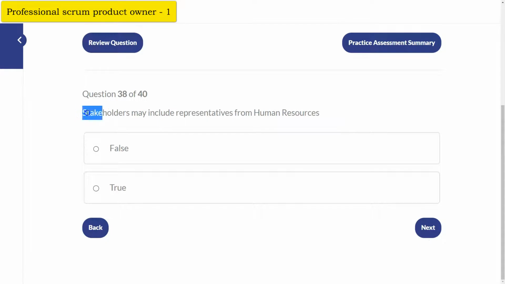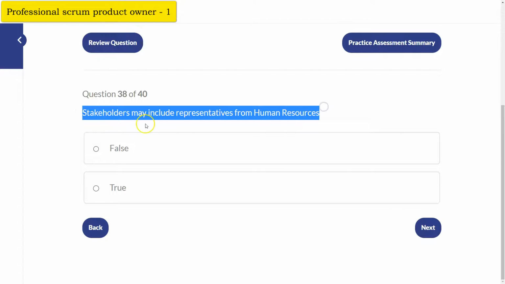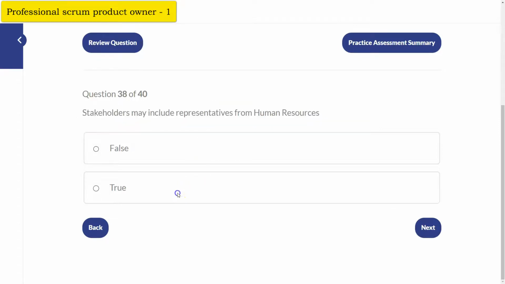Next question. Stakeholders may include representatives from human resource. So guys, stakeholders can be from any department. So the answer is true.